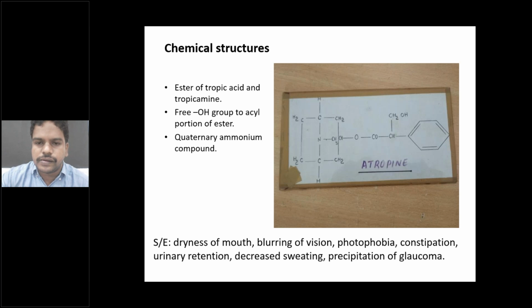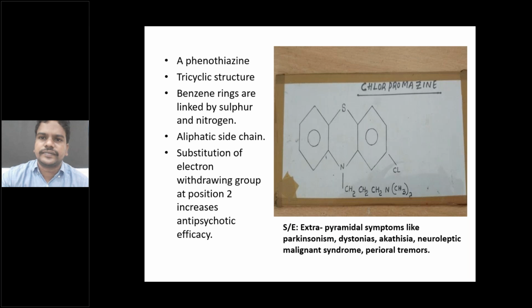Okay. Second one is chlorpromazine. It is a phenothiazine, a tricyclic structure. Benzene rings are linked by sulfur and nitrogen. Aliphatic side chain. Substitution of an electron withdrawing group at position 2 increases the antipsychotic efficacy.